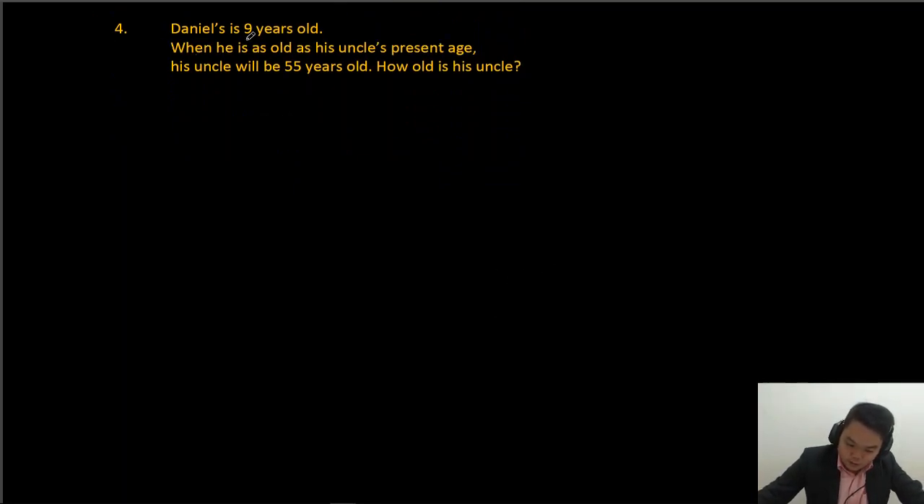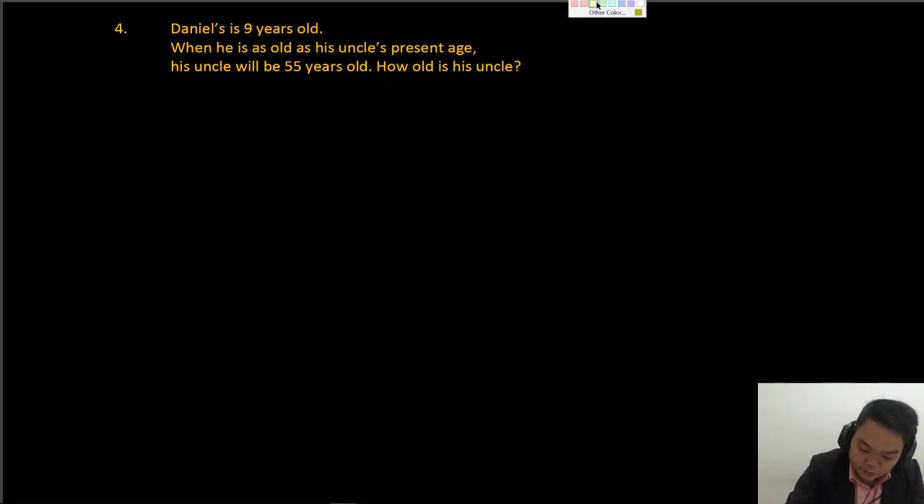Now, Daniel's age is 9 years old. When he is as old as his uncle's present age, his uncle will be 55 years old. How old is his uncle? Okay, to deal with this, let's just draw out the models and try to define and make sense of what's going on.